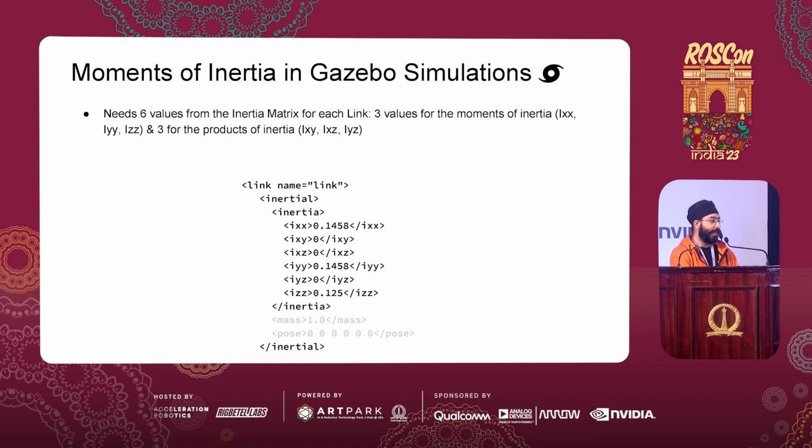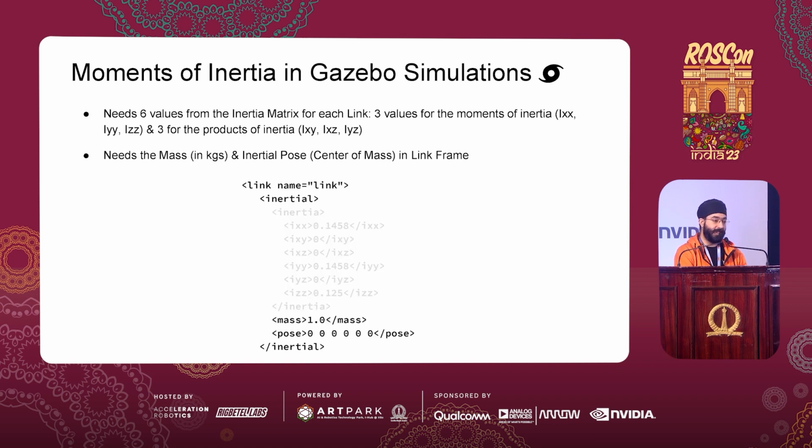And apart from that, we also need the mass value in kg and the pose of the center of mass, which is also known as the inertial pose in the link frame. Okay, so this is how the whole inertial element for a link might look.